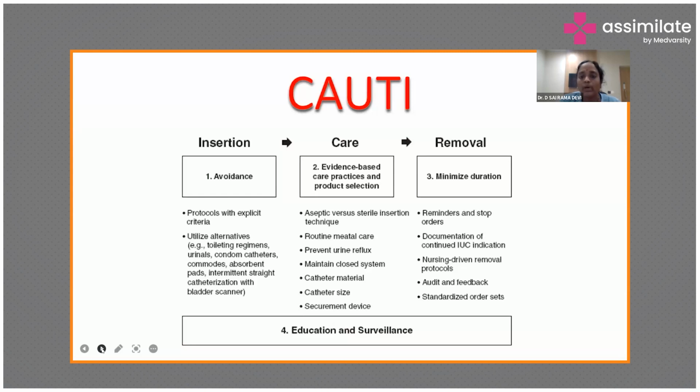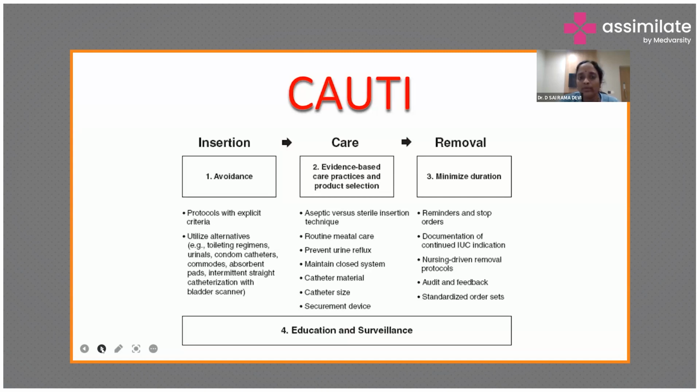The removal reminders and stop orders. Again, the nurse has to follow. They should have a specific protocol, or every day you need to document the necessity for continuation of the Foley's. And as I said, nurse-driven protocols are very good and have proven to be of much benefit.